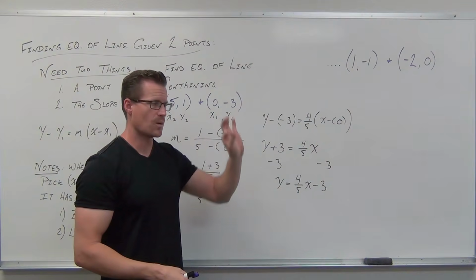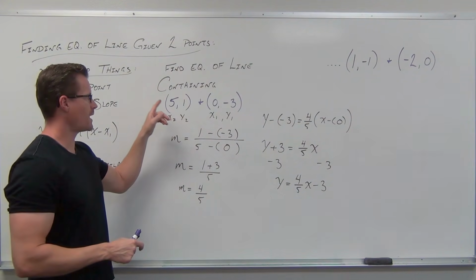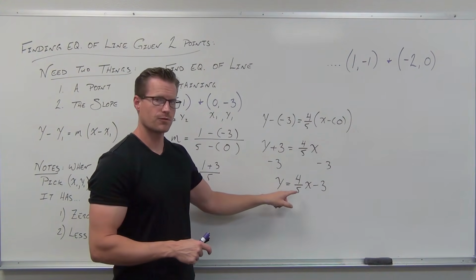(0, -3), go up 4, right 5. You graph the line very quickly. Let's make sure the points work. I better plug in 5 and get out 1. If I plug in 5, denominators are gone. 4 minus 3 is 1.